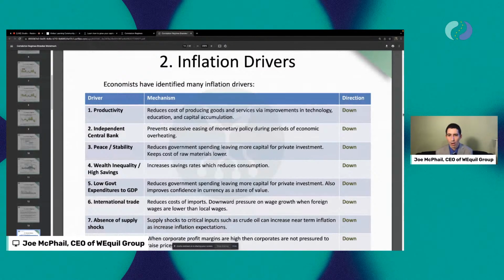Also, wealth inequality and savings. So the more inequality there is, essentially the more there are people in the world that have a lot of cash. And so investing that cash tends to drive up asset prices. That would be another one, which reduces consumption as well. Low government expenditures to GDP. So that's certainly not the case today. You have a lot of government expenditures. This is another reason why we're concerned.